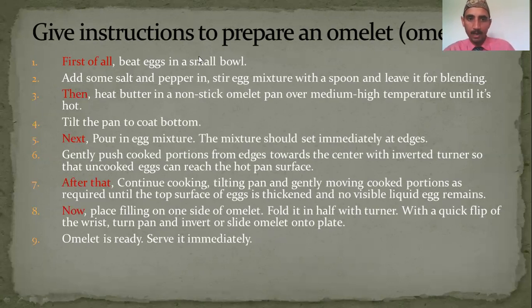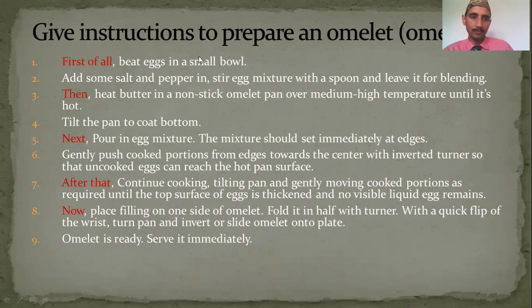Number 5, next, pour in egg mixture. The mixture should set immediately at edges. 6, gently push cooked portions from edges toward the center with inverted turner so that uncooked eggs can reach the hot pan surface. So, dear kind folks, you can see here in number 6, which is rather a little bit long sentence, as well as number 7. And there's the use of turner, right? You can use maybe spoon or flat ladle or wooden turner, okay, to move that eggs.